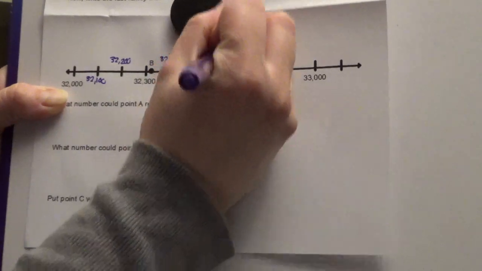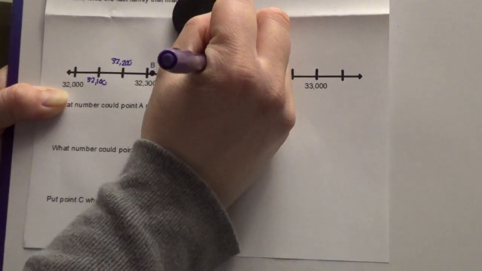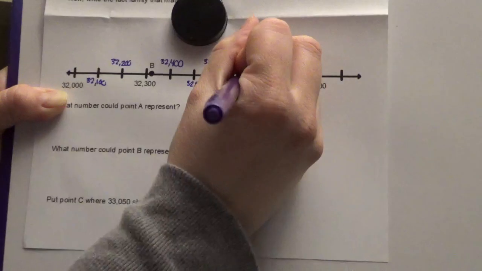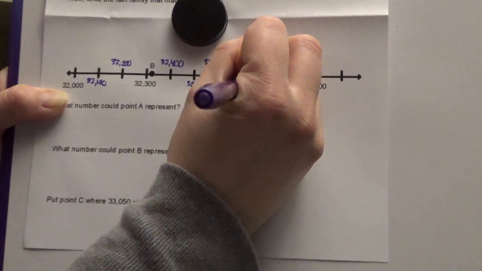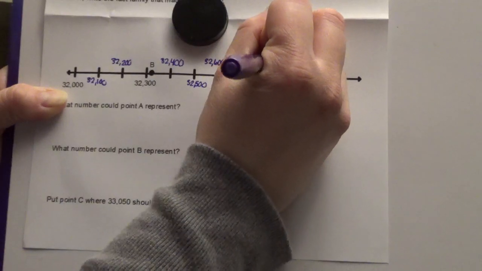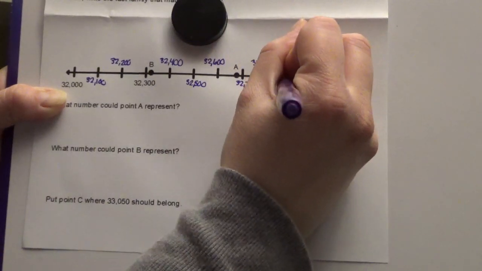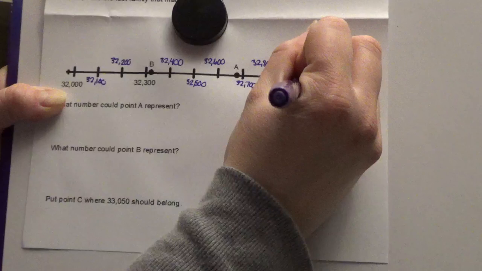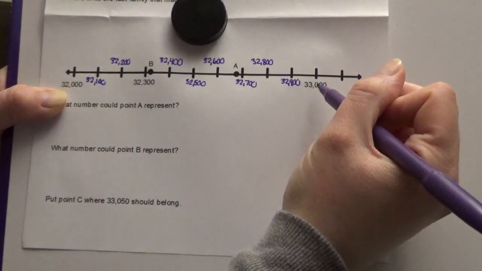32,500, 32,600. You really have to label it nice and small. This next line is 32,700, 32,800, 32,900, and we've labeled it correctly because the next one is 33,000.